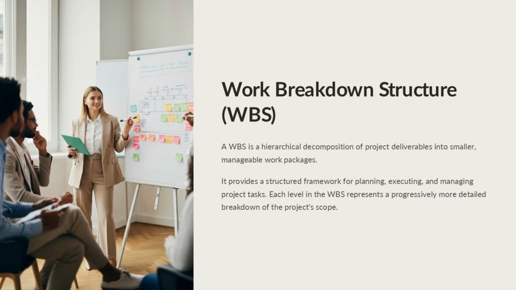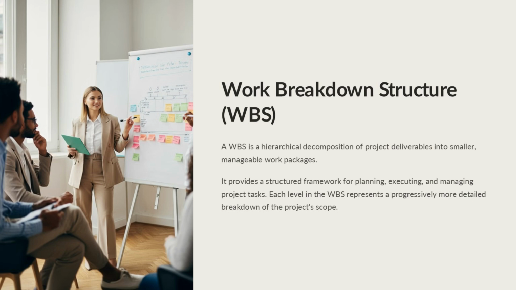The work breakdown structure, or WBS, is a hierarchical way to break down a project into smaller, more manageable tasks and deliverables. It provides a structured framework that helps with planning, executing, and managing the different components of a project. Each level in the WBS represents a more detailed breakdown of the overall project scope. This visual representation on the slide shows how a WBS can be used to organize a project, with different levels of detail represented by the hierarchy.